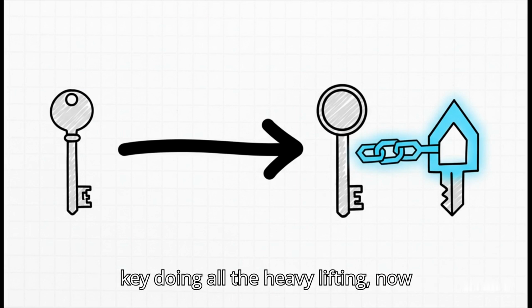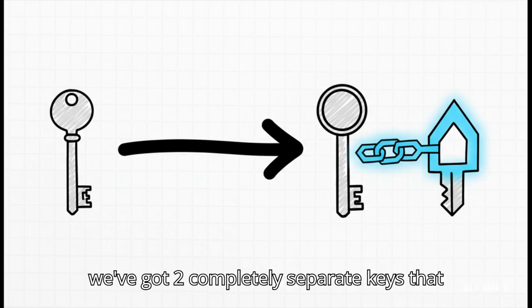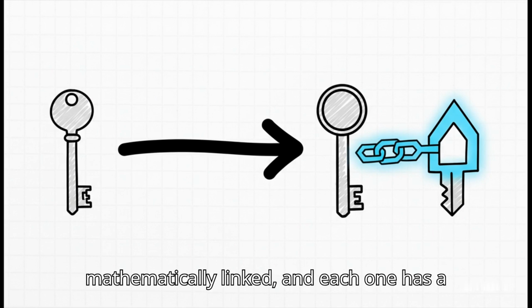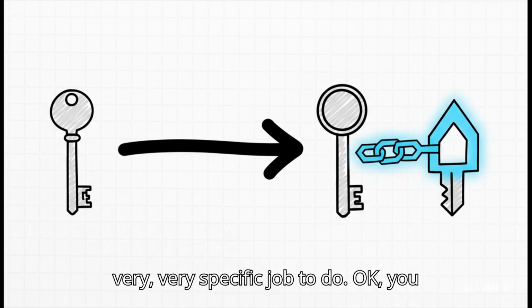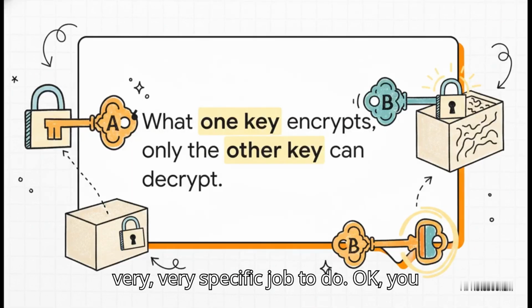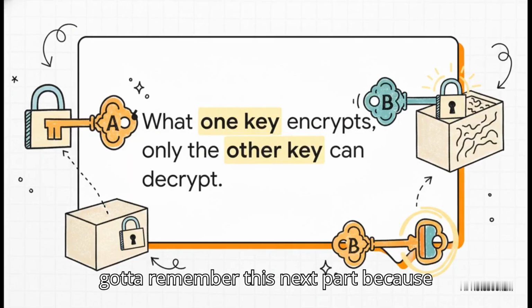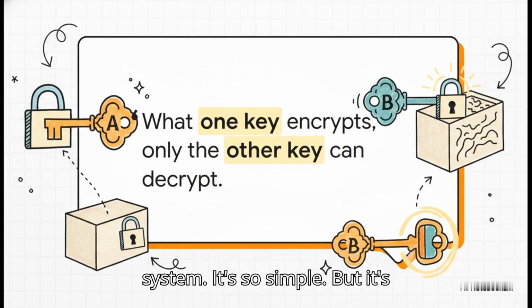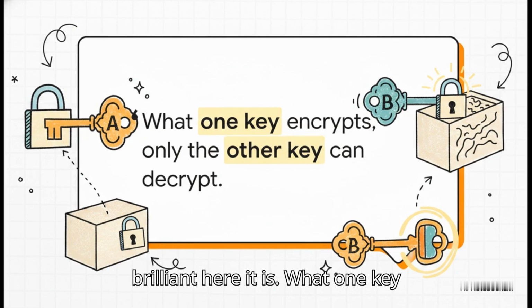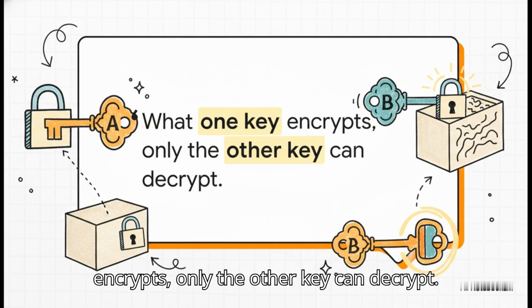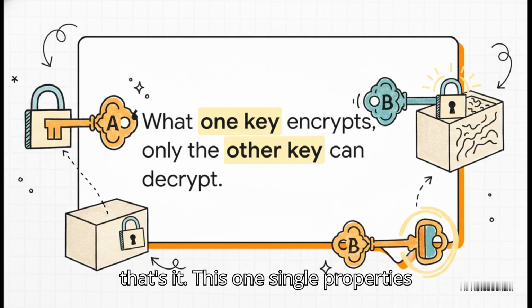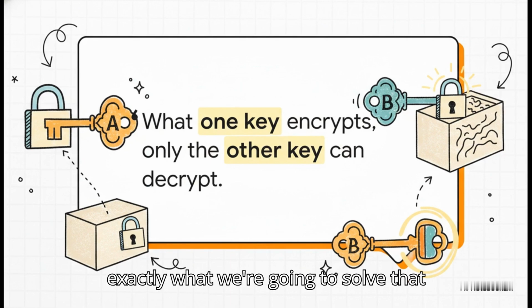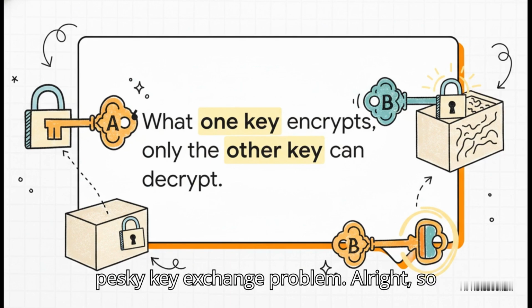Forget one key doing all the heavy lifting. Now we've got two completely separate keys that are, and this is important, mathematically linked, and each one has a very specific job to do. Okay, you gotta remember this next part, because it's the golden rule for this whole system. It's so simple, but it's brilliant. Here it is. What one key encrypts, only the other key can decrypt. That's it. This one single property is where all the magic comes from, and it's exactly what we're going to use to solve that pesky key exchange problem.